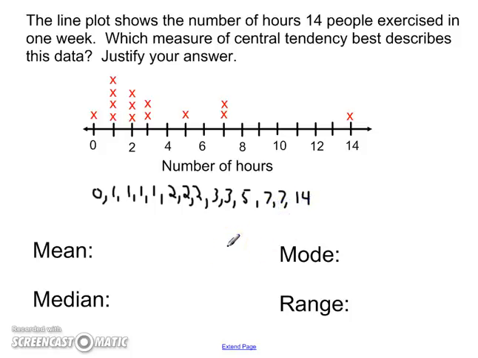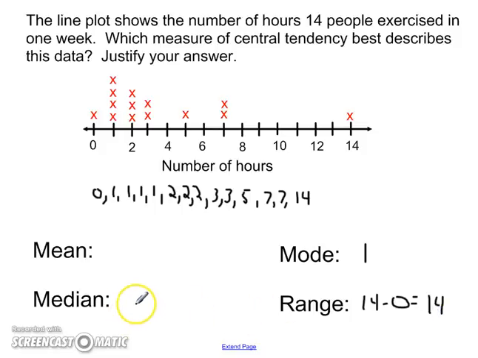Okay. So in this particular case, I'll come back to mean. I'm going to start with mode. In this particular case, the mode is obviously 1. It happens more often than everything else. It happens 4 times. 2 is close. It happens 3 times. But the range, I'll go ahead and do that. That is the biggest, 14, minus the smallest, which is 0. 14 minus 0 is 14, so I have a range of 14.